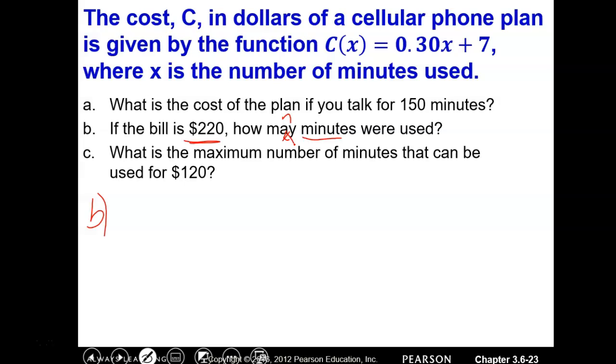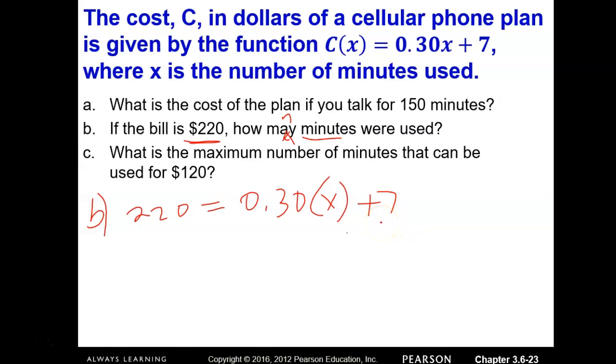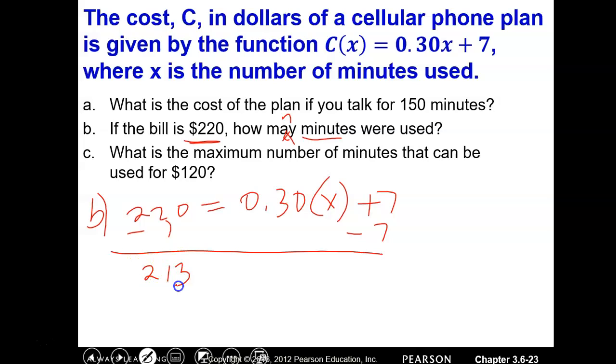Okay. So then it means we are going to replace C of x with 220, equals 0.30x plus 7. Now we are looking for x, so we have to solve. Subtract 7 from both sides, and then we have 213 equals 0.30x. Now divide both sides by 0.3, we get 710.